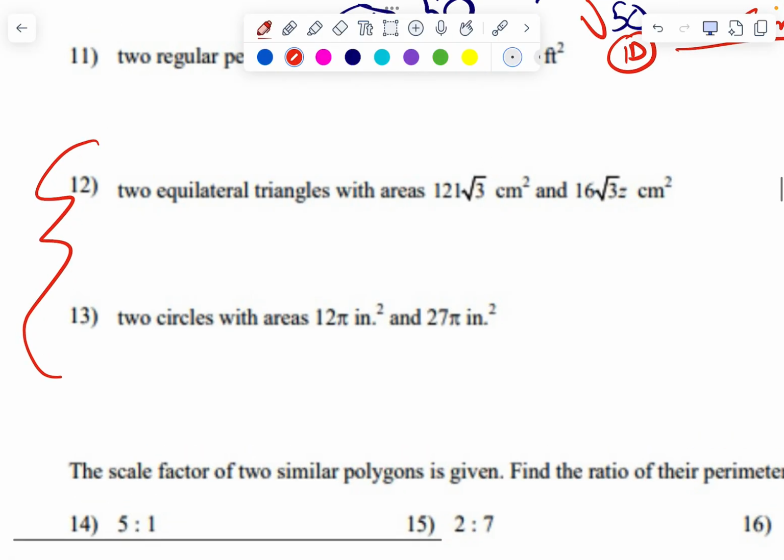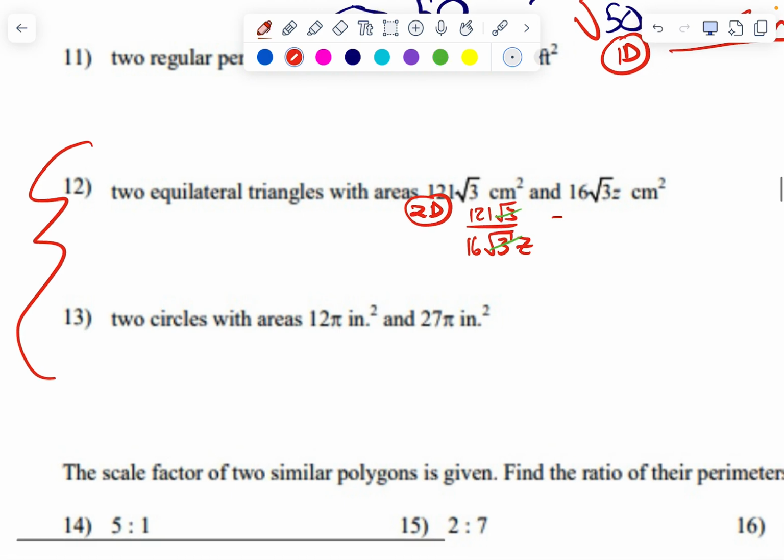So this one is a 2D again. 121 root 3 over 16 root 3 z. Okay, should we square root this now? I mean, you can. We want to turn a 2D to a 1D perimeter ratio. But what would be a good thing to do first? Yeah. So get rid of the root 3's, and we'll have 121 over 16z. Now square root both.